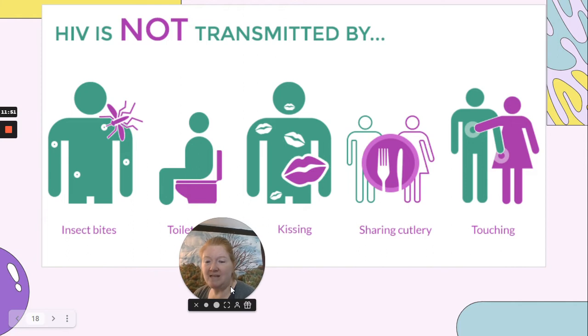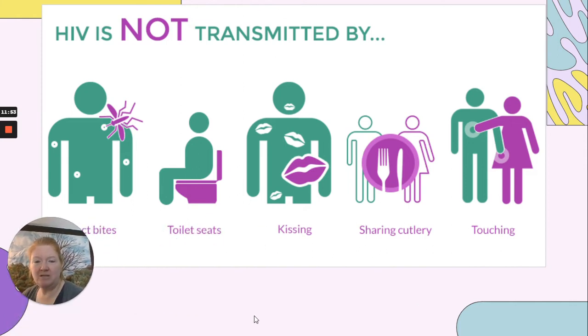So HIV is not transmitted by insect bites, toilet seats, kissing, sharing cutlery, touching. Okay, important to know.